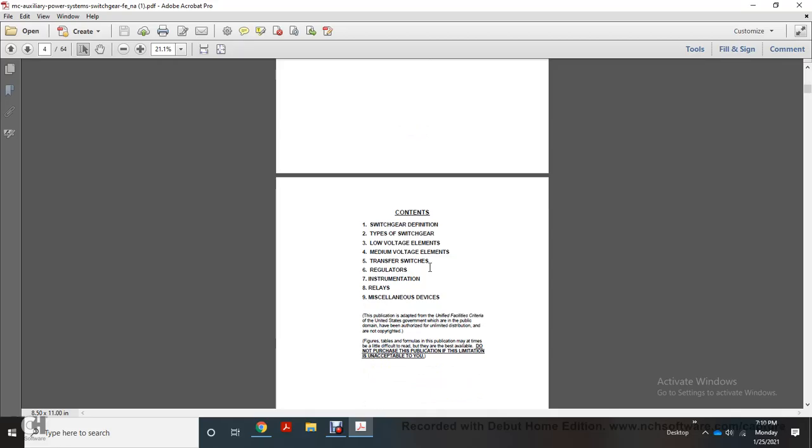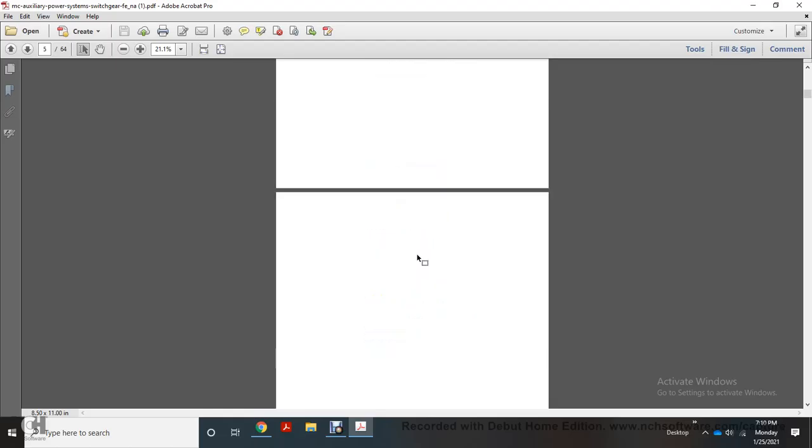Alright, contents: switchgear definition, types of switchgear, low voltage elements, medium voltage elements, transfer switches, regulators, instrumentation, relays, and miscellaneous devices.